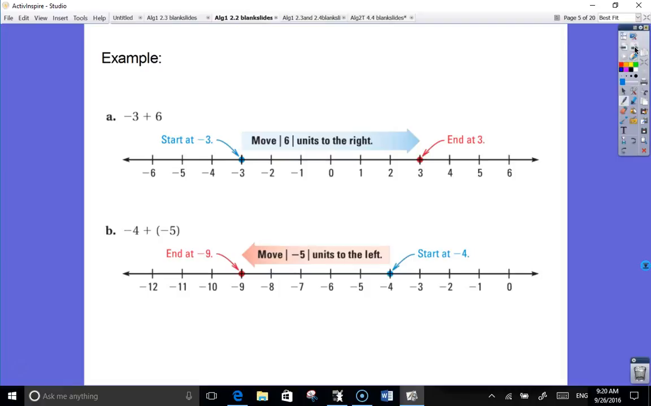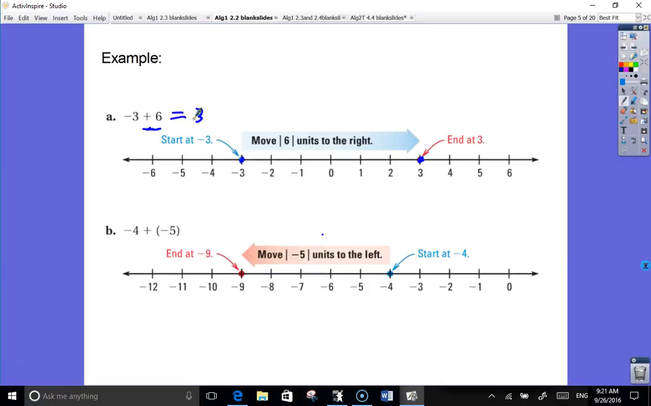But if we're going to follow their procedures here, right? -3 plus 6 means start at -3. That was the first number. And then since it's a plus 6, we go to the right 6. And you can count it from there. 1, 2, 3, 4, 5, 6. And the answer is 3.